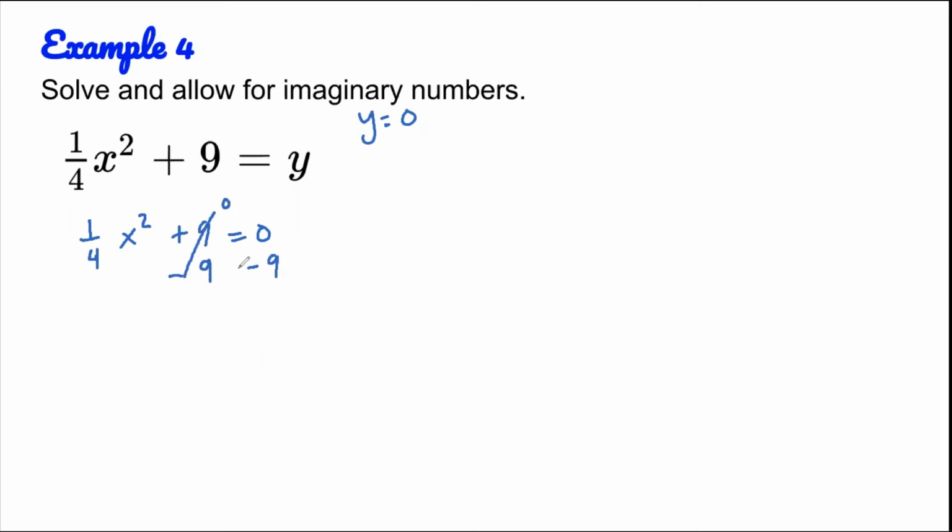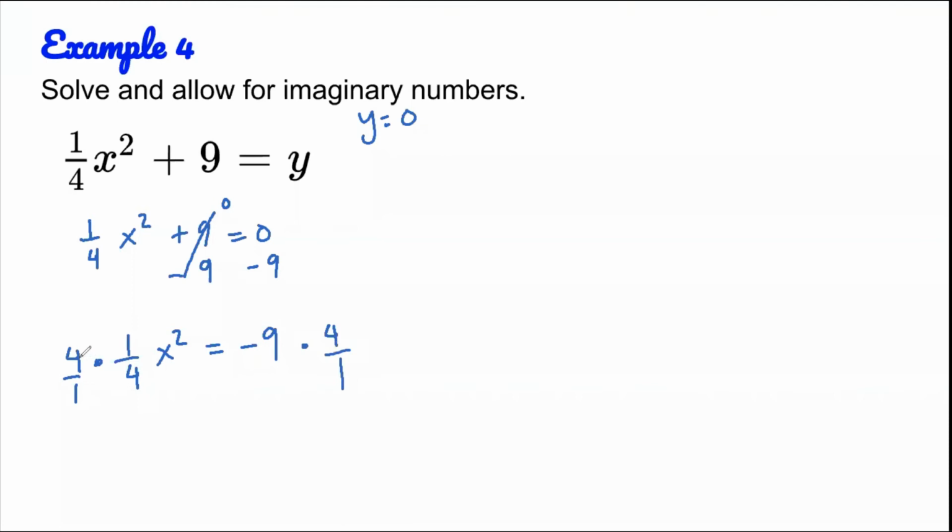Eliminates on my left side. So I'm left with 1/4 x to the power of 2 equals 9. Notice here that x to the power of 2 is not isolated yet. We do have to isolate it. What do we do? Multiply by the reciprocal, 4 over 1.